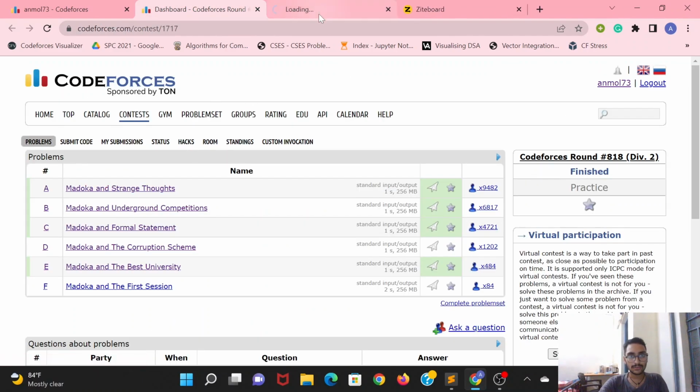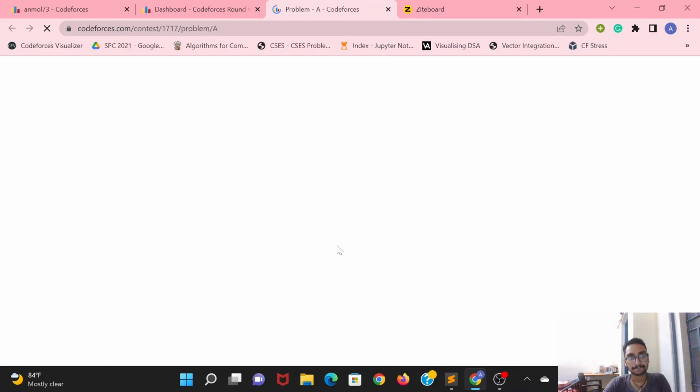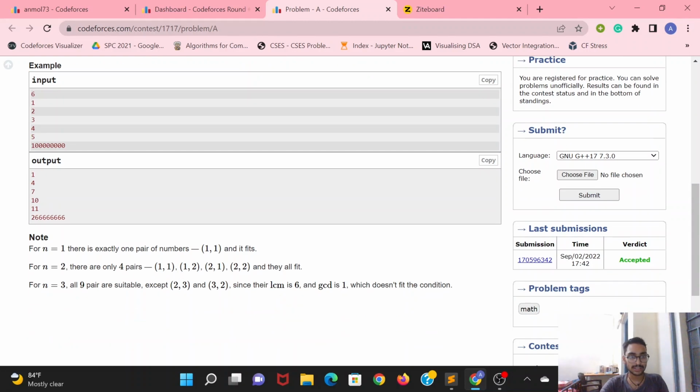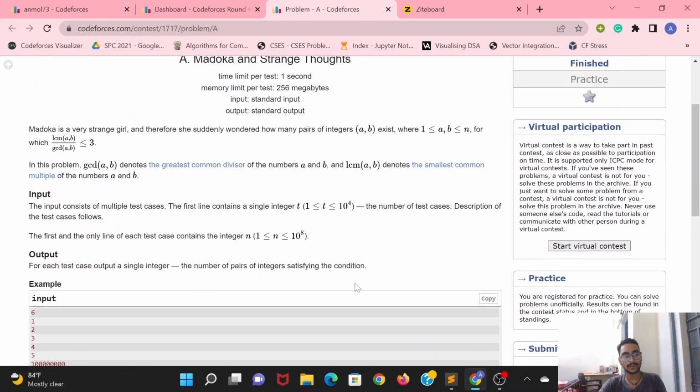So we can open A. Yeah. So the question is you have to find all pairs of integers a comma b, and this is an ordered pair, where both are less than n, and LCM(a,b) by GCD(a,b) is less than or equal to 3. They're ordered pairs, so 1 comma 2 and 2 comma 1 both are being taken.